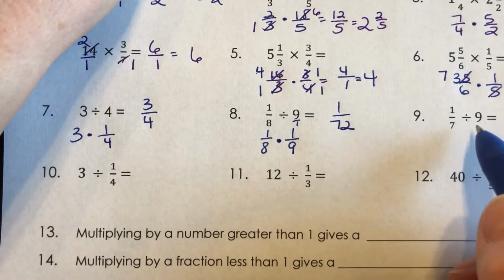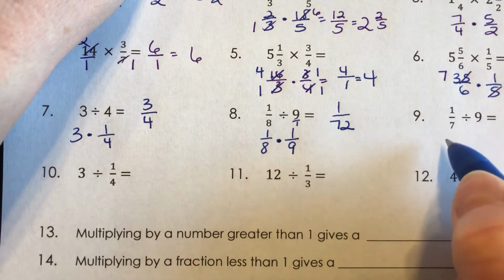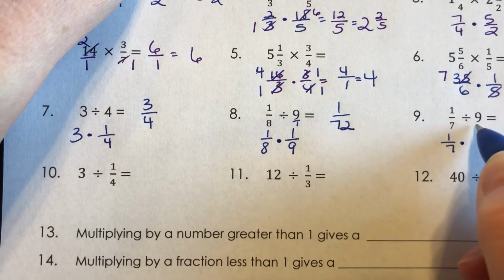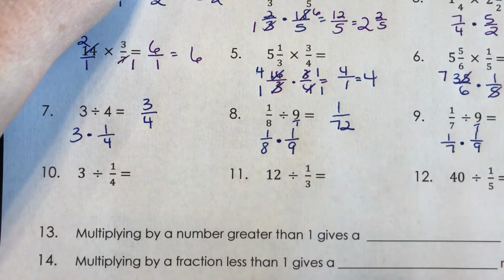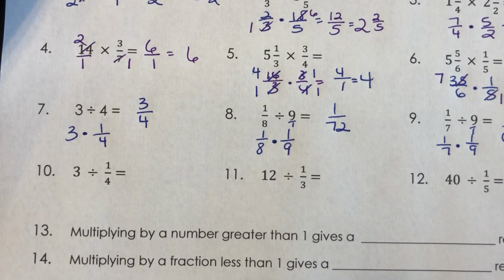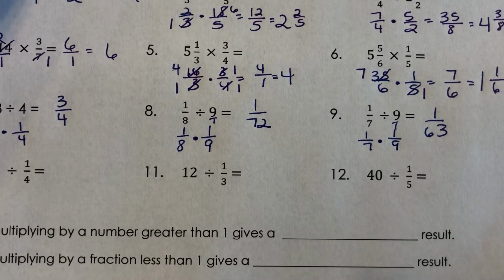For number 9, 1/7 divided by 9. I can take 1/7 and multiply it by the reciprocal of that, and I would get 1/63. Okay, oops, sorry, there you go. Now you can see it.